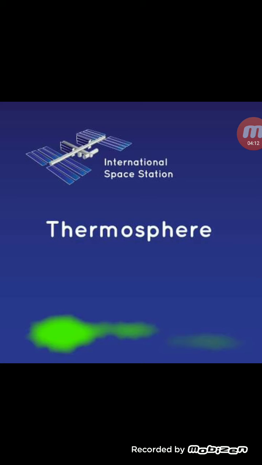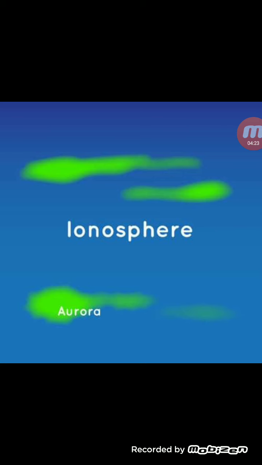Now we discuss the thermosphere. Thermosphere is the part of atmosphere that lies beyond mesosphere. It can be divided into two layers, ionosphere and exosphere. Ionosphere is the lower part of thermosphere. It lies above mesosphere. It extends from 80 to 640 km.